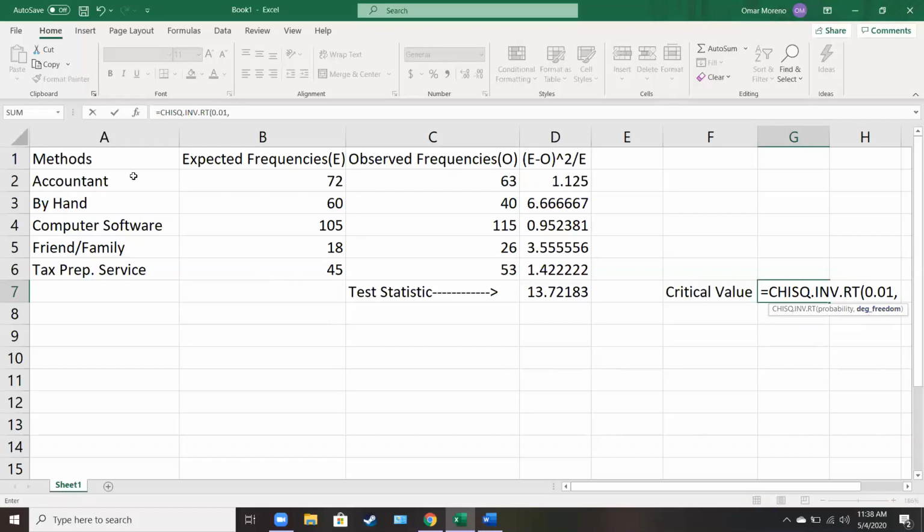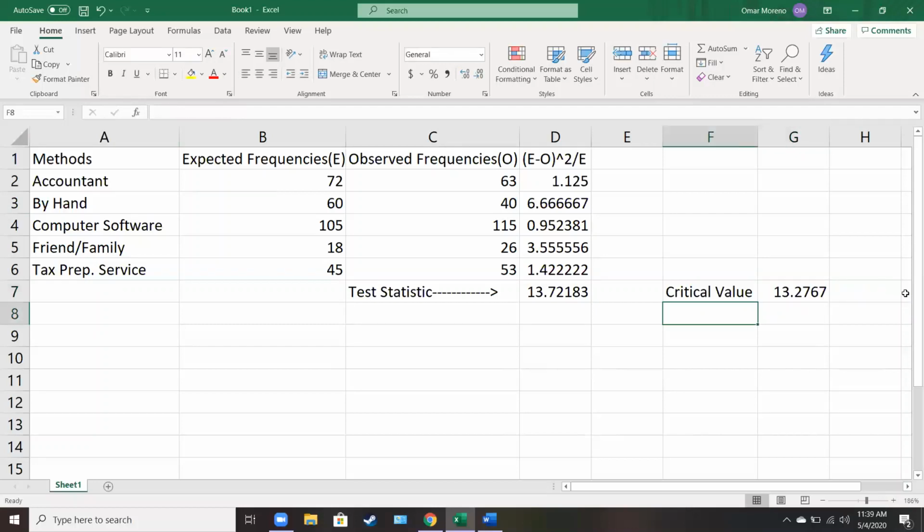In this case, degrees of freedom is based off the number of categories. So in this case, we have 1, 2, 3, 4, 5 different categories, and we're going to use that to find our degrees of freedom. So we're going to do 5 categories minus 1, which is 4, but if you type it out, that's fine as well. And that should give us the critical value. Pretty close to each other. Okay, so we have our test statistic, we have our critical value. Now it's just a matter of figuring out, do I reject or fail to reject?